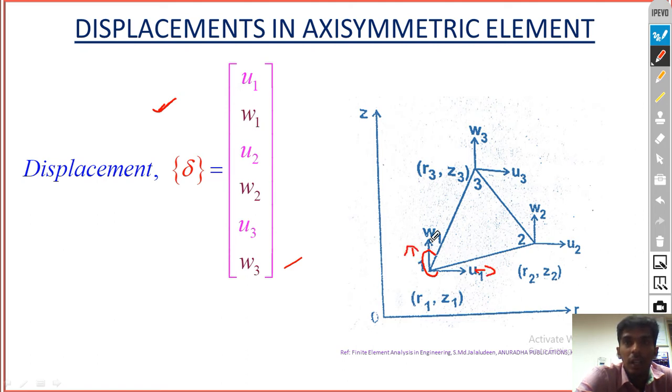So u1 is along R, W1 is along Z. At node number 2 also U2, W2, and U3, W3 at node number 3. So that's what we have mentioned here.